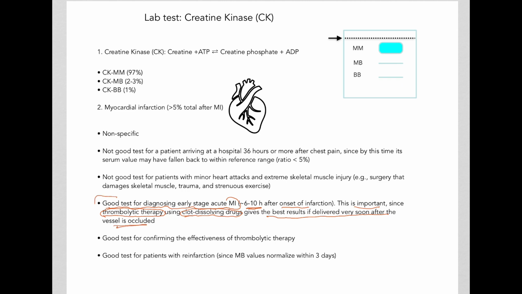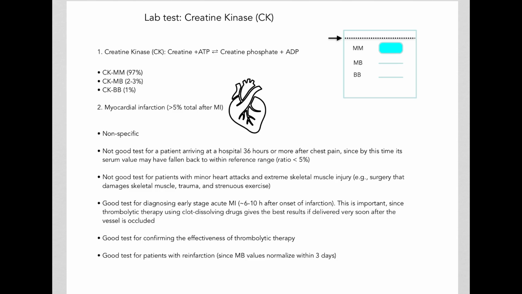So in this respect, CKMB can be a good test for starting thrombolytic therapy. Similarly, this CKMB test is also a good test for confirming the effectiveness of this thrombolytic therapy, these clot-dissolving drugs that are being given to patients with MI in order to remove the obstruction in the coronary vessels.